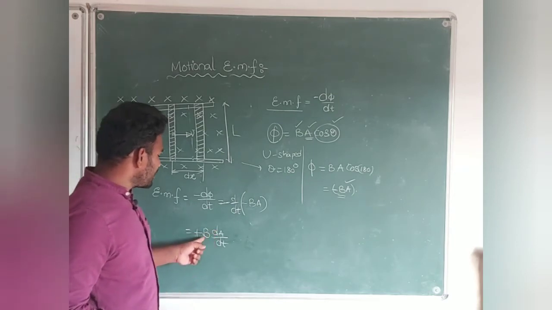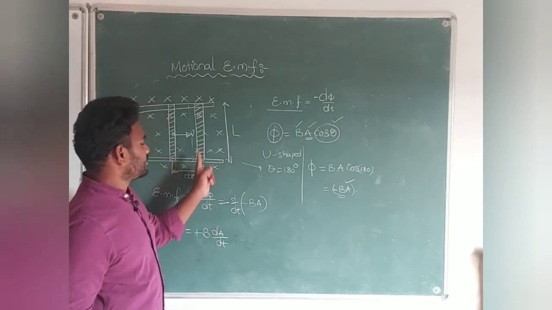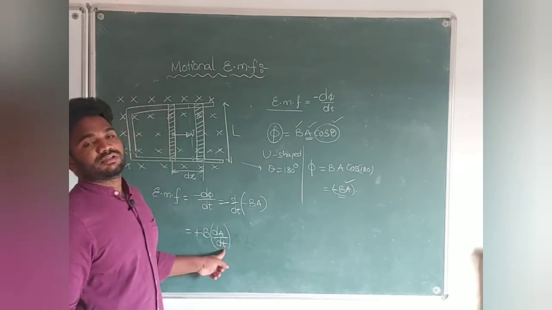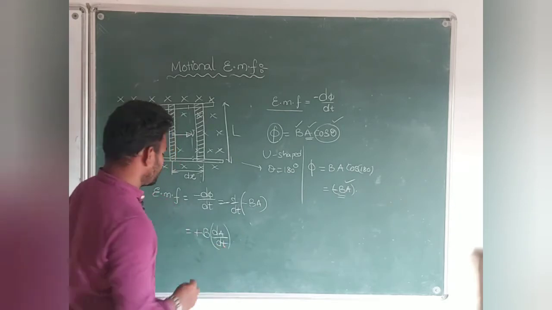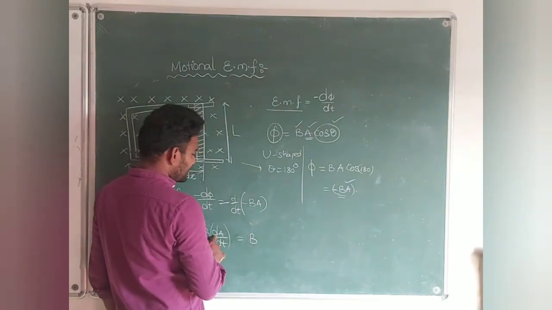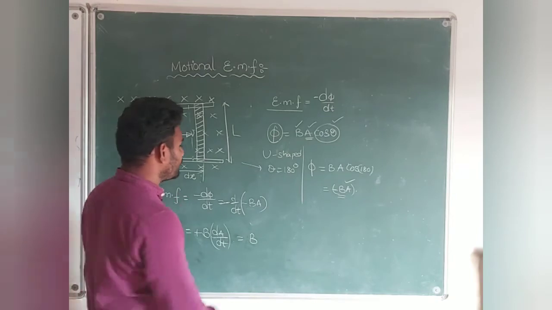Why am I taking this B outside? Because B is constant here, already I told you, only A is variable now. That is why I am doing differentiation only for area, students. That point is very important. What is the next point? You can see B into dA. What is the dA value here? Change in area.